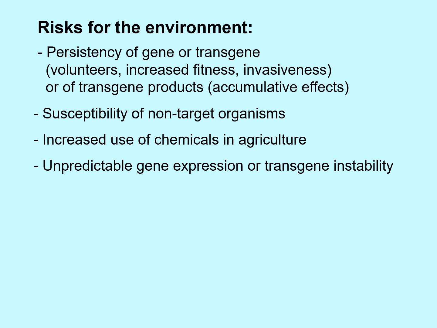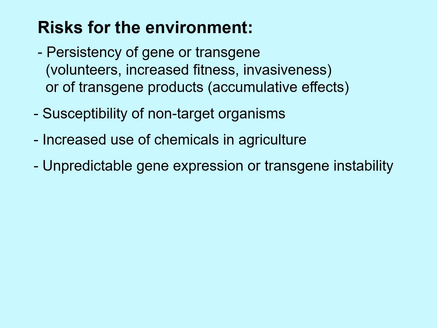Some potential risks for the environment would be persistency of the gene or transgene. So do you get volunteers? Does it invade? What are the accumulative effects? The susceptibility of non-target organisms. And we already know that some of these are being transferred to unintended plants. So genetically modified corn, downwind from it, organic corn. Some of those genes are showing up in the organic corn, which the farmer growing them does not want. But his crop is being infected by corn that is nearby.